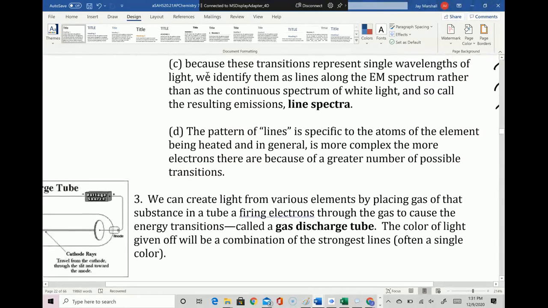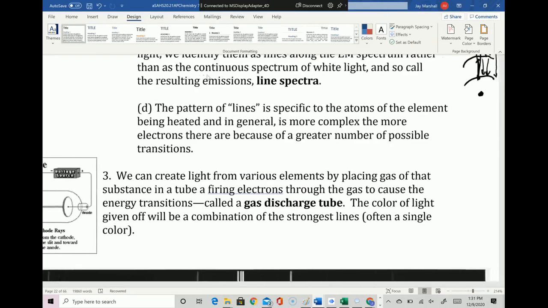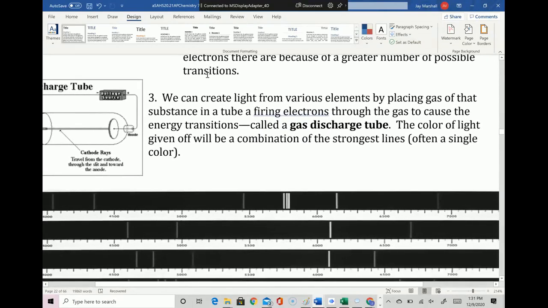Okay, and the pattern of lines is specific to the atoms of the element being heated, and in general is more complex the more electrons there are, obviously. And we can create light from various elements by placing gas of that substance in a tube and firing electrons through the gas to cause energy transitions, and this is called a gas discharge tube. The color of light given off will be a combination of the strongest lines.